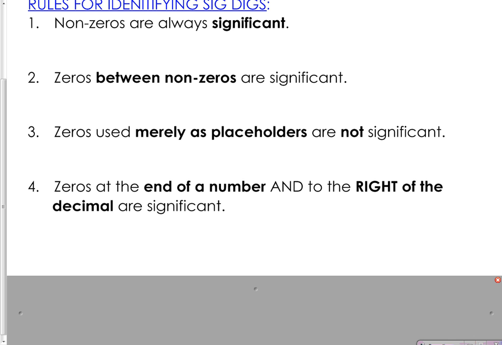The first rule, number 4, says zeros that are at the end of the number and to the right of the decimal are significant. So they have to be both. An example of this might be something like 13.50. If you look at this 0 right here, he's at the end of the number and he's on the right side of the decimal. Okay, so let's decide, does he count? Well, based on where he lives, that rule says he is significant. The 1 and the 3 and the 5 have to be significant because they're not zeros. So we would say this number has 4 sig digs.